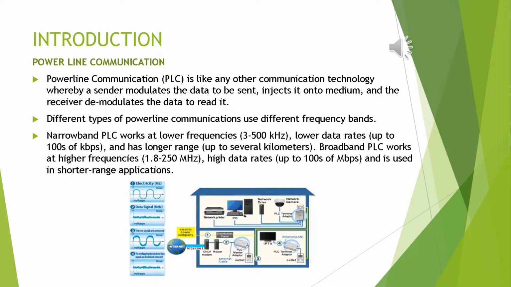Narrowband PLC works at frequency 3 to 500 kHz, with low data rate, and has longer range. Broadband PLC works at higher frequency, which is 1.8 to 250 MHz, with high data rate, and is used in shorter range applications.